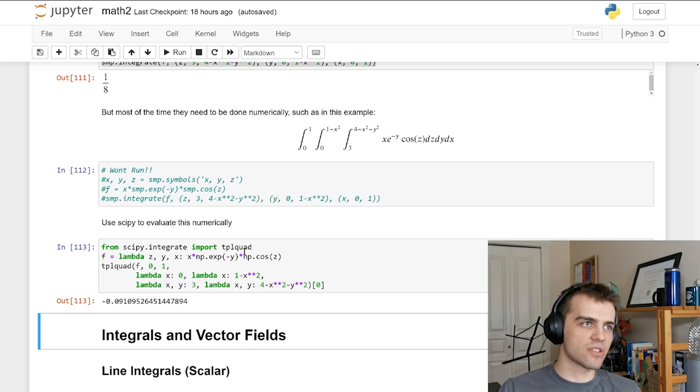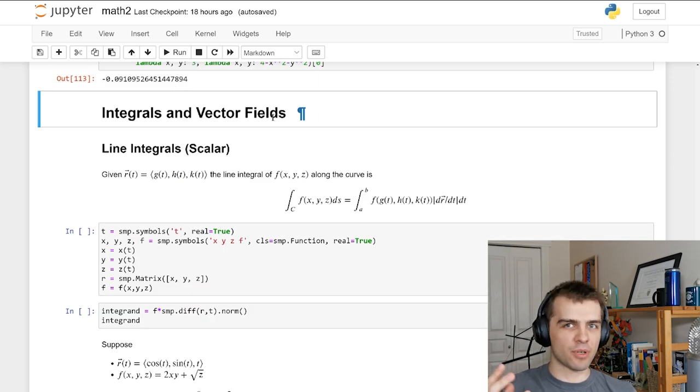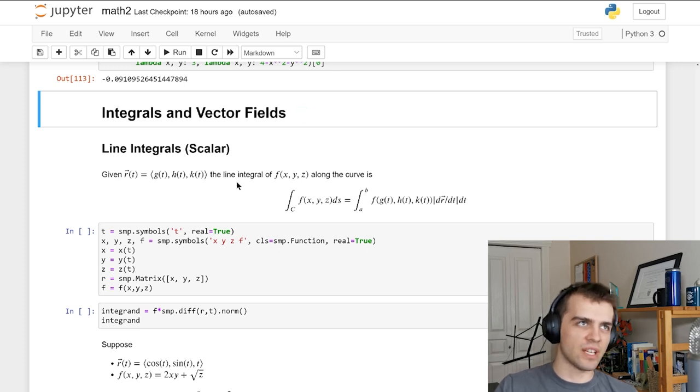So if you can't do something symbolically, there's always the option to do it numerically when you have these definite integrals. Finally, in a typical second year calculus course, you start getting into integrals and vector fields.